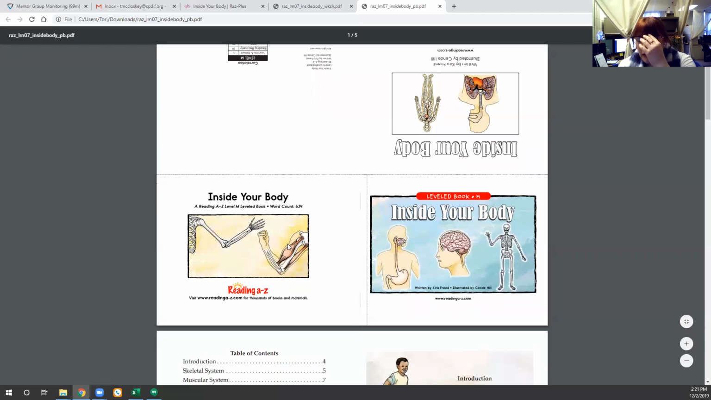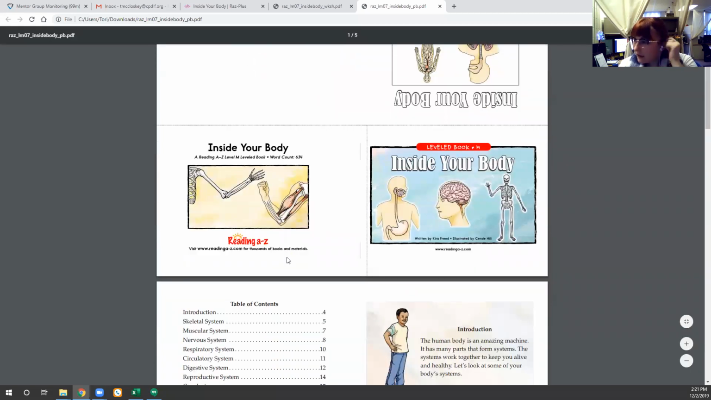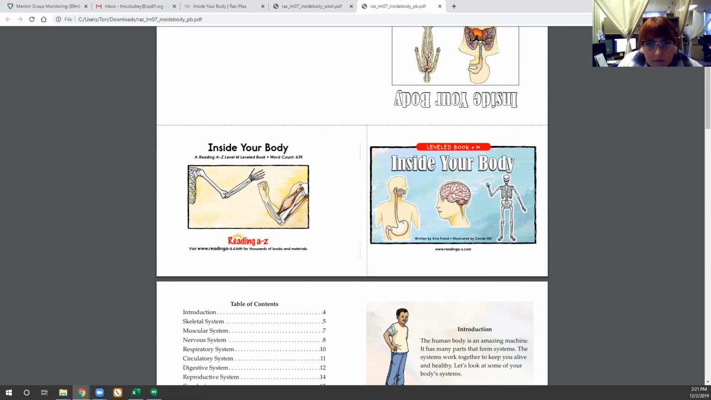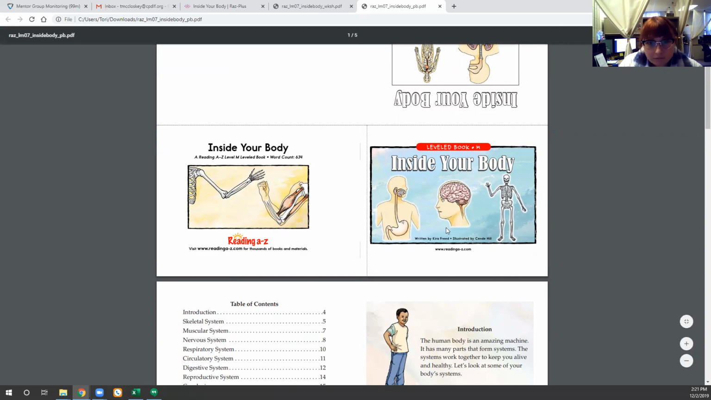Now I'd like you to take a look at the book that we're going to read today. It is Inside Your Body, written by Kira Freed and illustrated by Send Hill. So we're going to be learning about the body. So what do you see on the front and back covers here? What do you think we will be learning about specifically about the body?